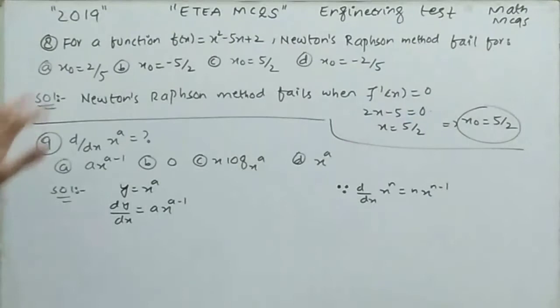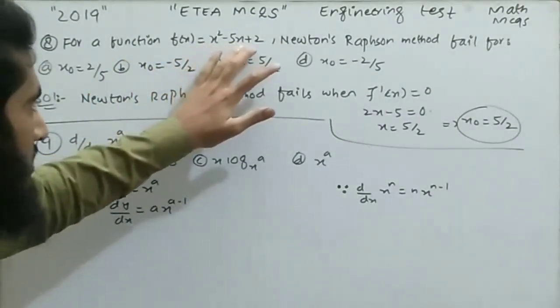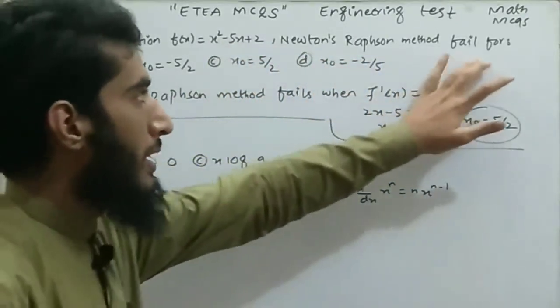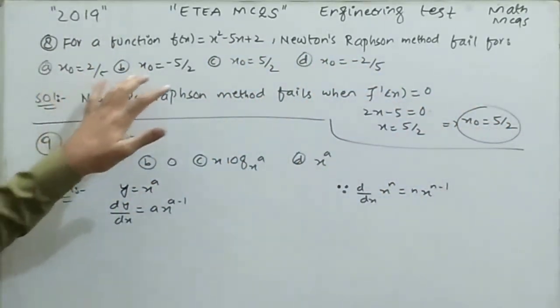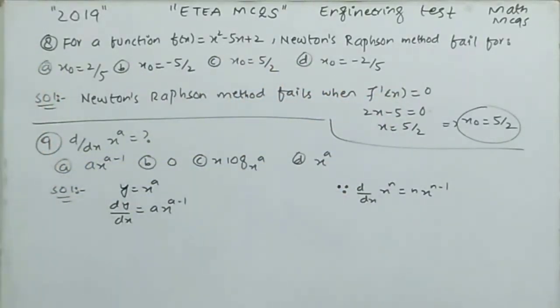Now move toward MCQ number 8. It tells that for a function f of x is equal to x square minus 5x plus 2, Newton-Raphson method fails for x naught is equal to 2 by 5, minus pi by 2, pi by 2, or minus 2 by 5. Move to the solution of this MCQ number 8.